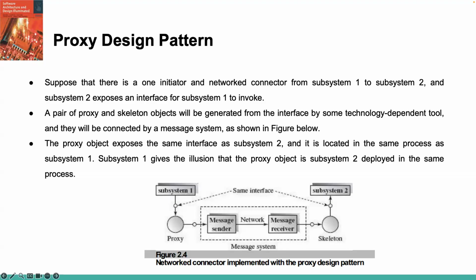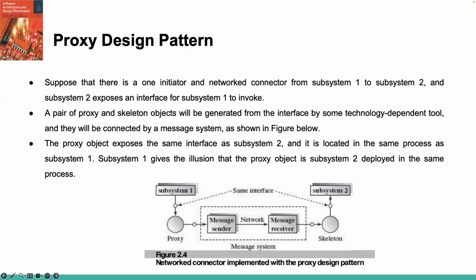These proxy and skeleton objects aren't manually coded. They are usually generated by tools specific to the technology being used. For example, in Java RMI, Java generates the stub proxy and skeleton objects automatically for remote instances. In web services, tools like WSDL, that is Web Service Description Language, generate the proxies that allow clients to interact with remote services as if they were local.